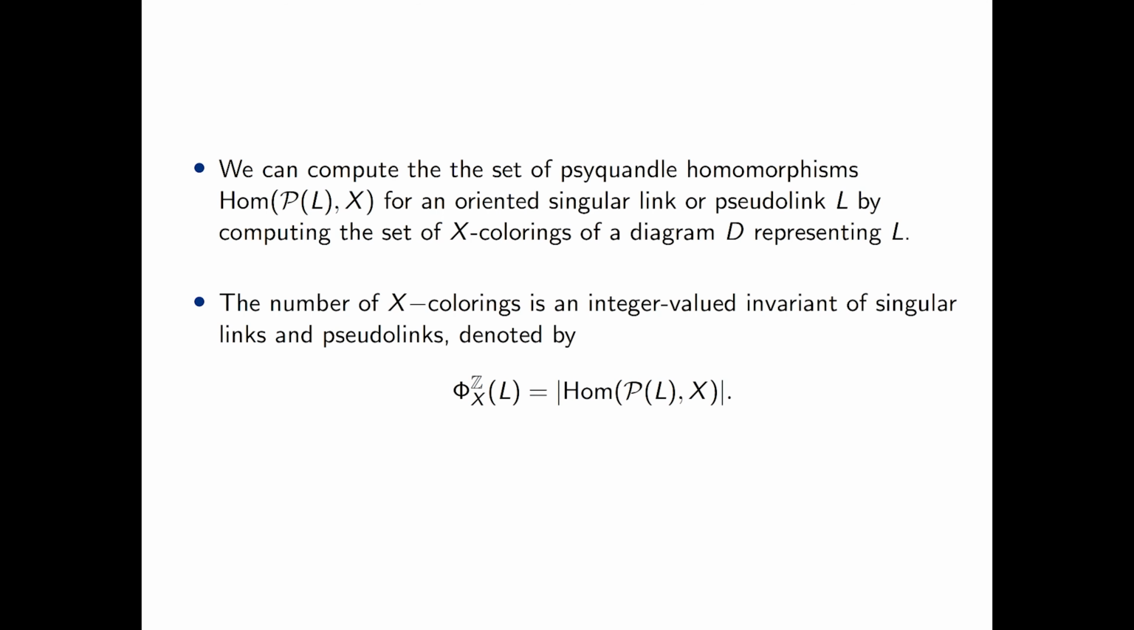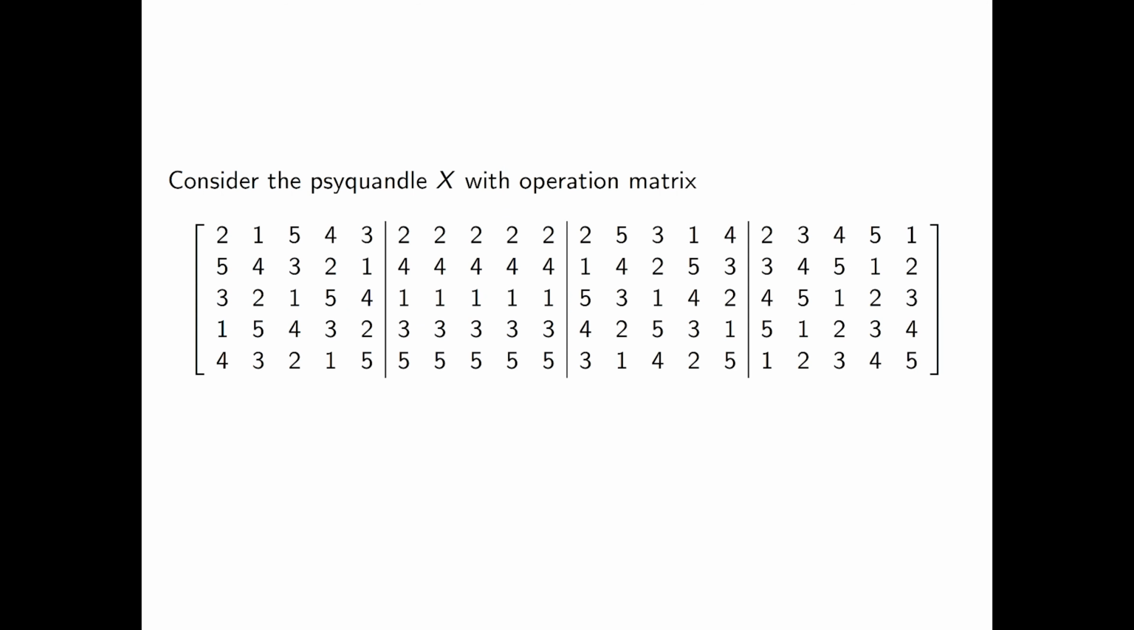So now let's take a minute to see how we would compute the Psyquandle counting invariant. The first thing we're going to do is pick a Psyquandle structure on the set X, and here X is going to be Z5. The operations that define our Psyquandle structure are given to us in this block matrix. So we have basically encoded in here the operation table for each operation that makes up our Psyquandle structure.